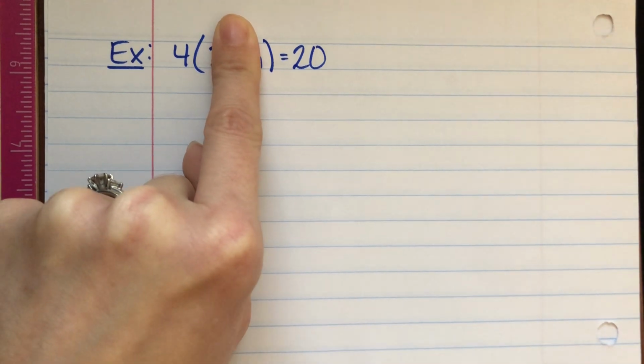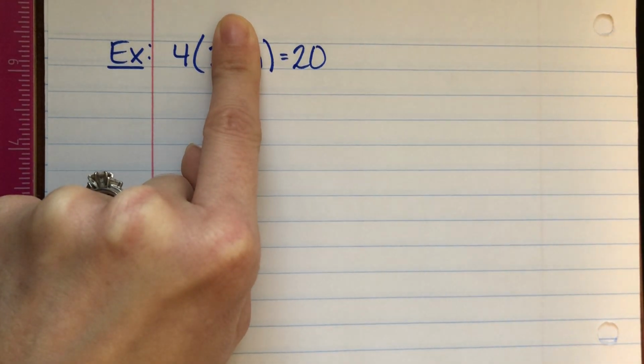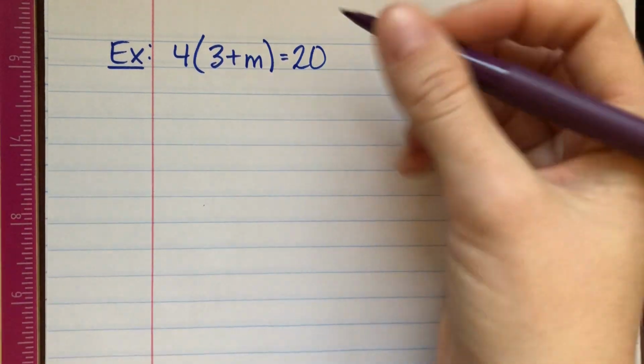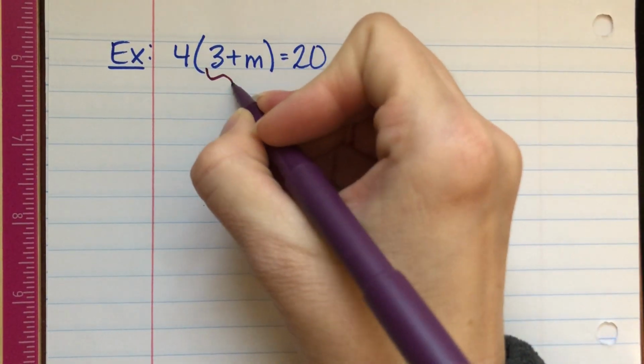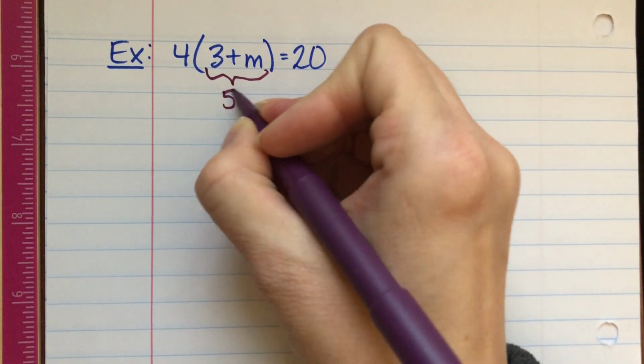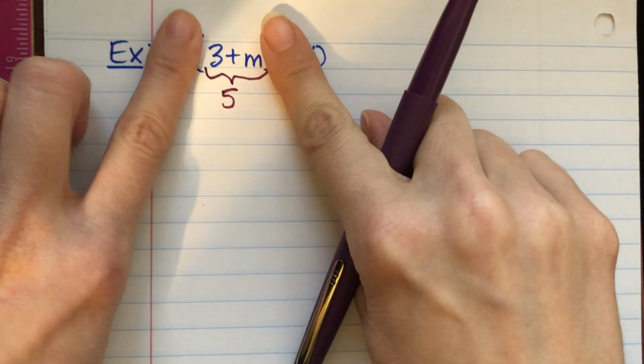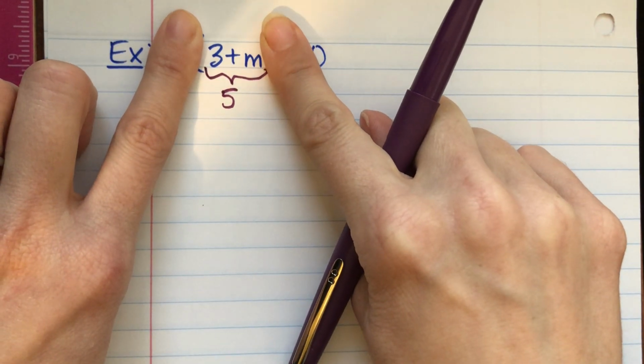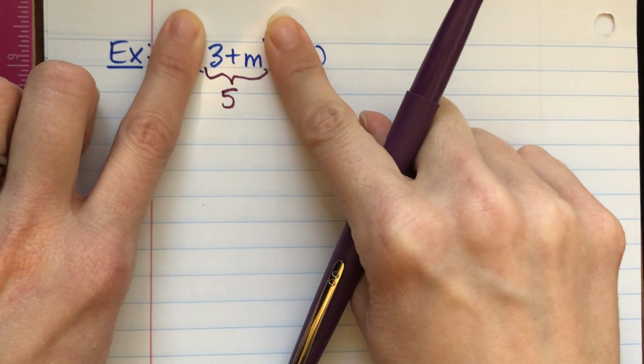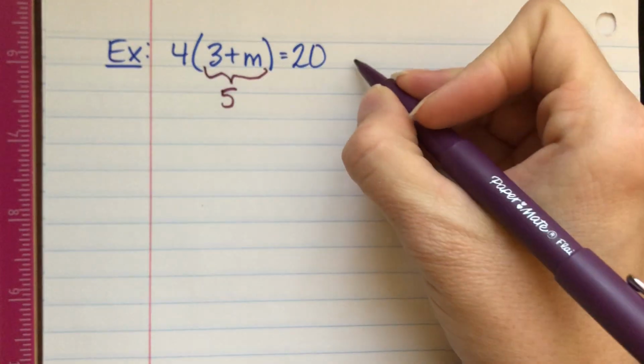And I'm gonna say, well, what times 4 gives me 20? You all should be saying 5 here. Then I'm gonna cover this up. What would I add to 3 to get 5? Well, that would be 2.